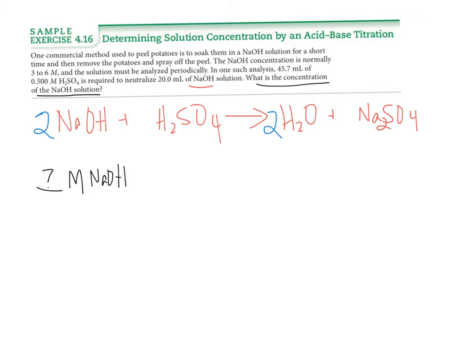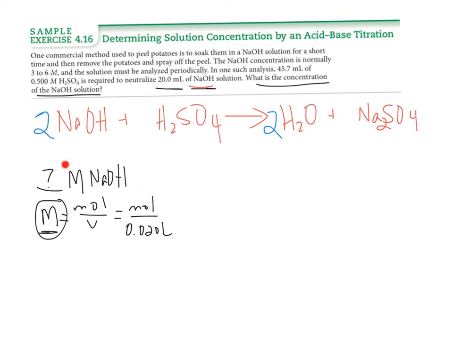And we know that molarity equals moles over volume. And we know the volume of the NaOH. We know it's 20.0 milliliters, which is 0.020 liters. So, if I can find out my moles of my sodium hydroxide, then I'll be able to use that to find the molarity, which is what I need. So I've started to figure out a way to find my molarity. I need to find my moles of my sodium hydroxide to get this.